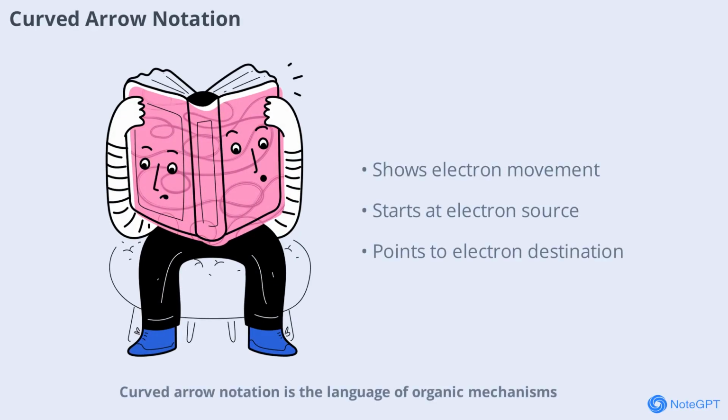Curved arrow notation is the language of organic mechanisms. Each arrow starts at an electron source like a lone pair or a bond and points to where those electrons are going. This simple visual tool helps us keep track of electron movement, which is the heart of all organic reactions. By mastering curved arrow notation, you'll be able to interpret and construct mechanisms with confidence. We'll practice using these arrows in real examples so you can see how they bring clarity to even the most complex reactions.